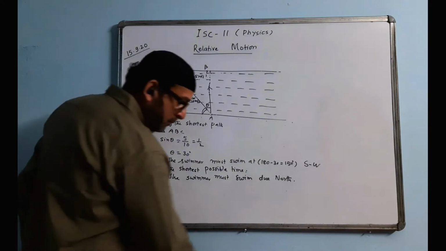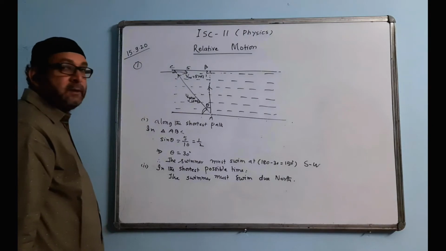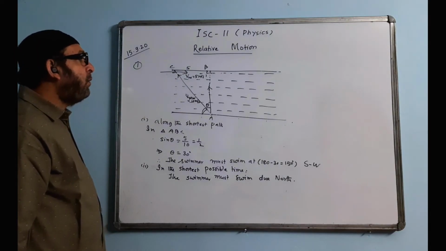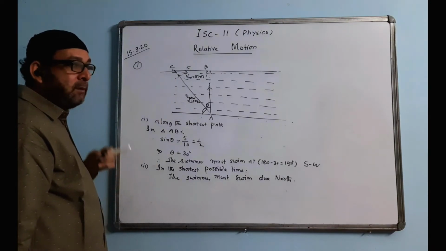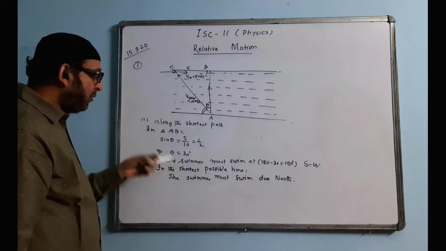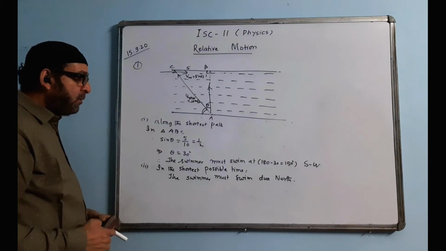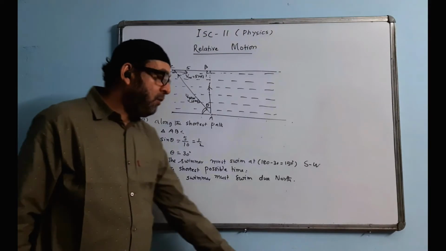Swim due north. That is the answer. Straight up. Now one more question is there based on this one, shortest path and the shortest possible time. So you can write down the question.